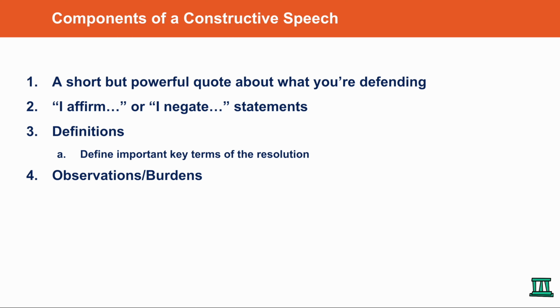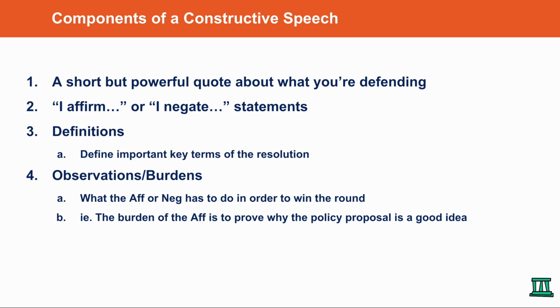The fourth thing that you should have in your constructive speeches are observations or burdens. These observations or burdens are usually what the AF or neg has to do in order to win the round. For example, if I was on the affirmative side, I would say that the burden of the AF is to prove why the policy proposal is a good idea. Now, these burdens are really important because they tell the judge what kind of threshold you need to meet in order for them to vote for which side.